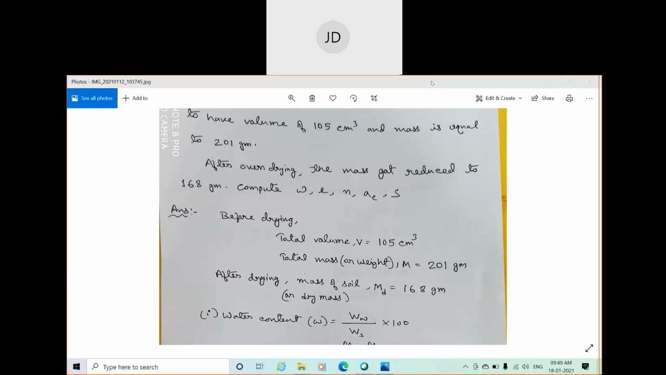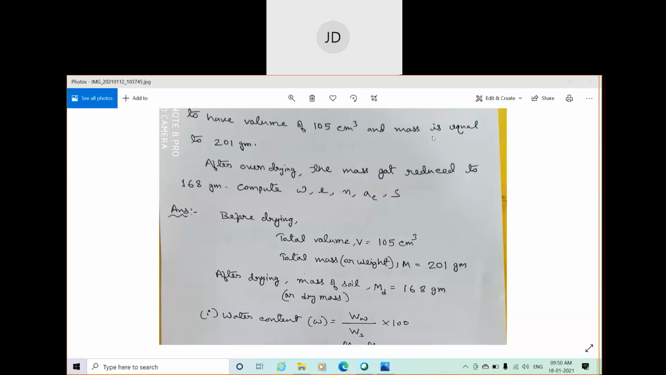Water content. Very good. So w represents water content. What is small e? What is small n? What is AC? E for porosity, wrong. Cross check your notes. E for void ratio. Yes, e for void ratio. Then small n for porosity. What is AC? AC stands for air content: A for air, C for content.